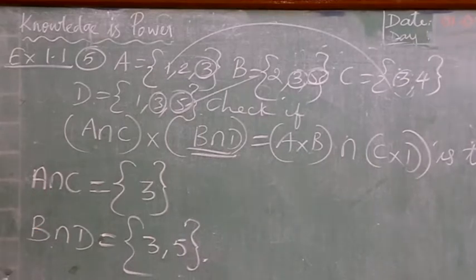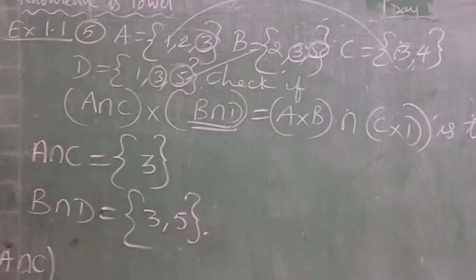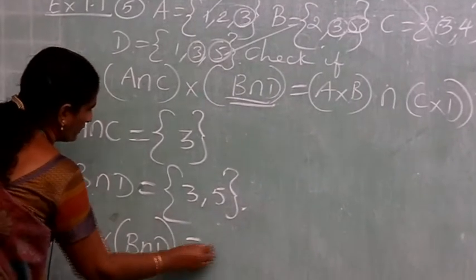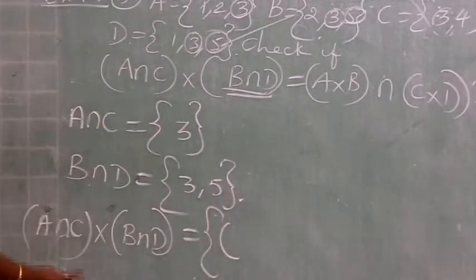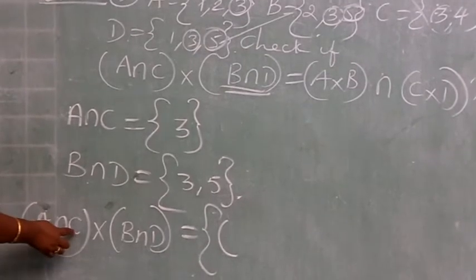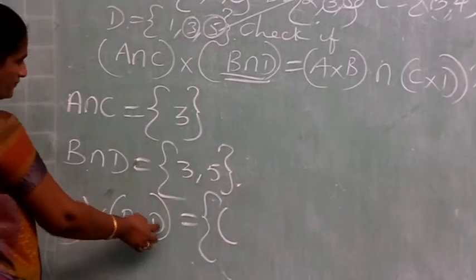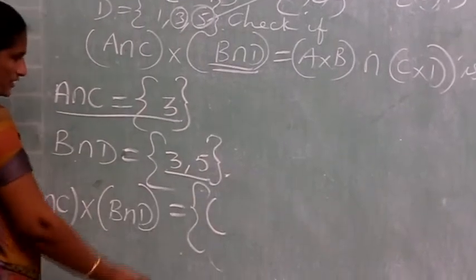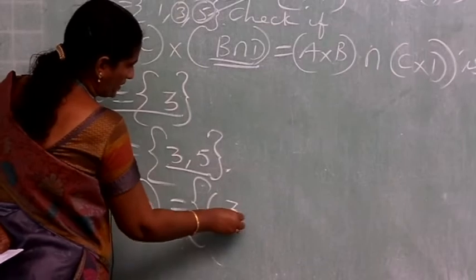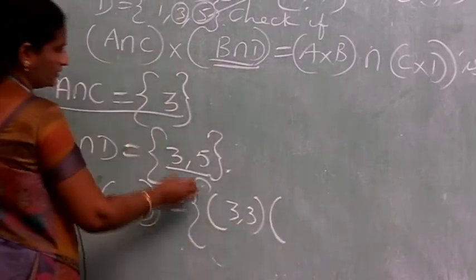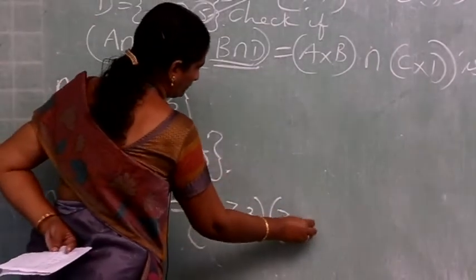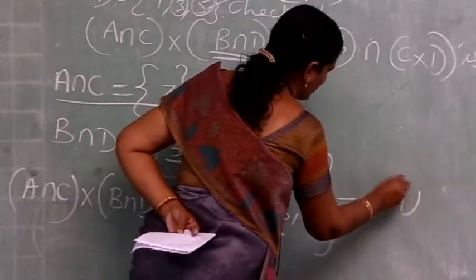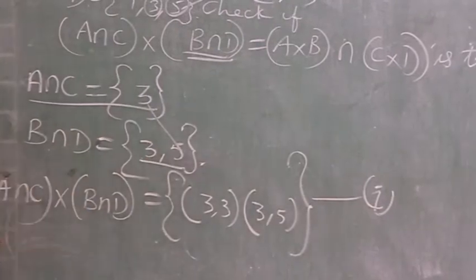Now A intersection C cross B intersection D. So we have to find the Cartesian product of A intersection C and B intersection D. What is A intersection C? 3. B intersection D is 3, 5. So (3, 3), (3, 5). So this is LHS, LHS is over.